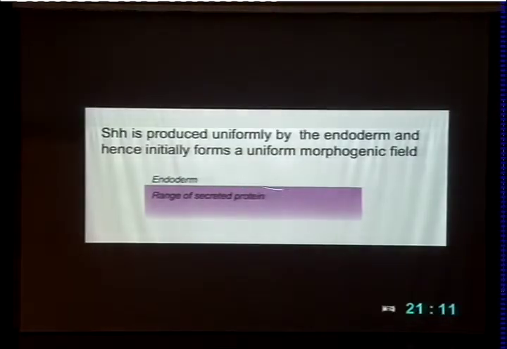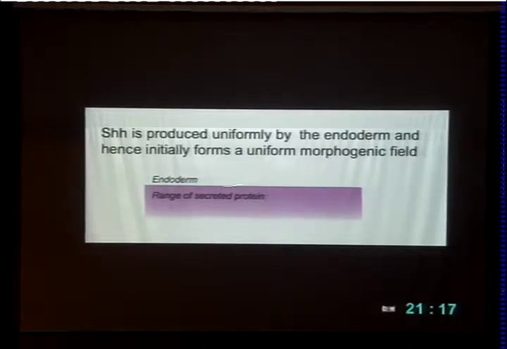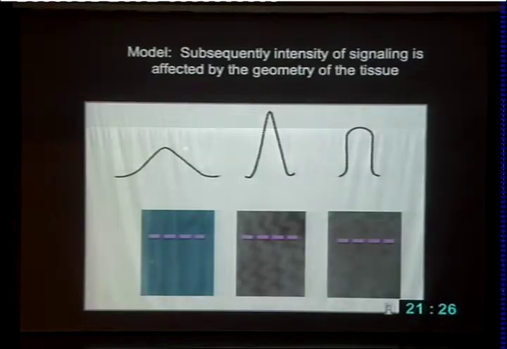So initially, if you have a smooth lumen, you have the endoderm and a range of the secreted protein. So it's a gradient. Your protein's made in the endoderm. It diffuses. Various distances, you have different concentrations. But what happens if you start bending this? When you bend it, this is a cross-sectional shape of a ridge, of a zigzag, and of a bulge. This is the cross-sectional shape.